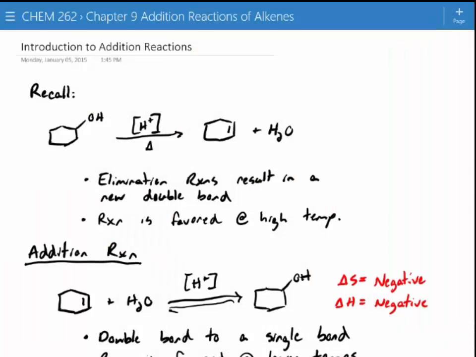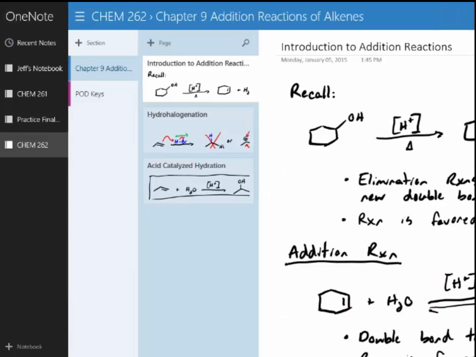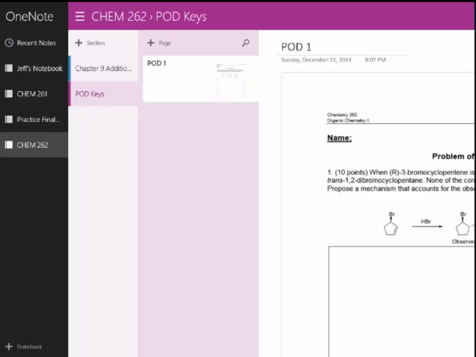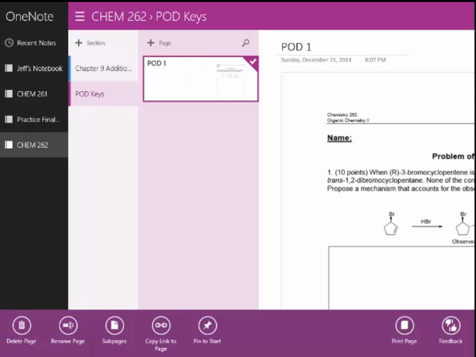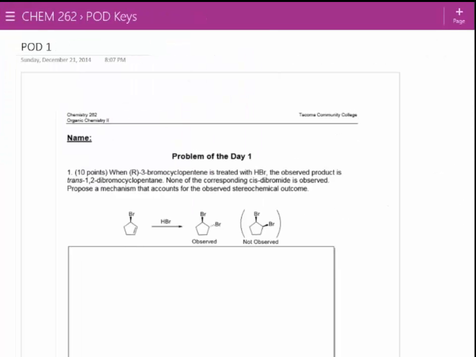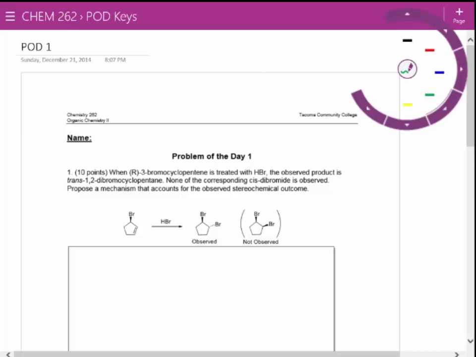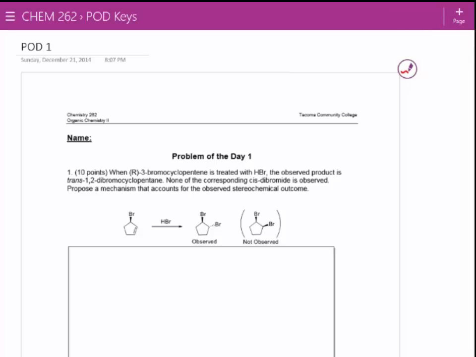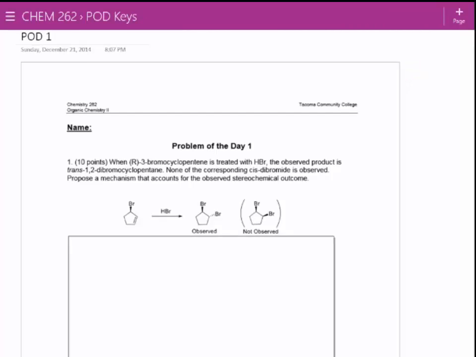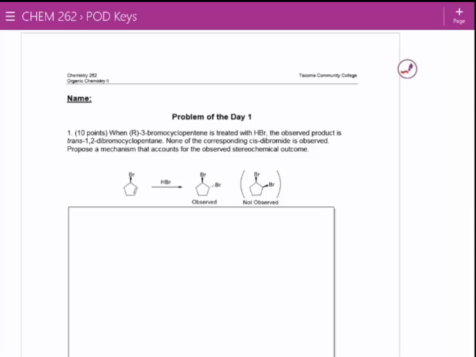All right, so let's try first starting with our problem of the day. The problem of the day keys will be posted on the website within that course notebook as well, and I'll try to keep this updated as we go along. The problem of the day for yesterday I thought was a pretty unique one, and it segues into our next topic pretty nicely. So if you look at it, it looks to be a hydrobromination reaction.